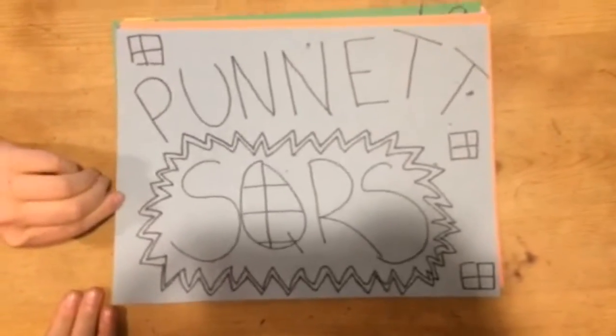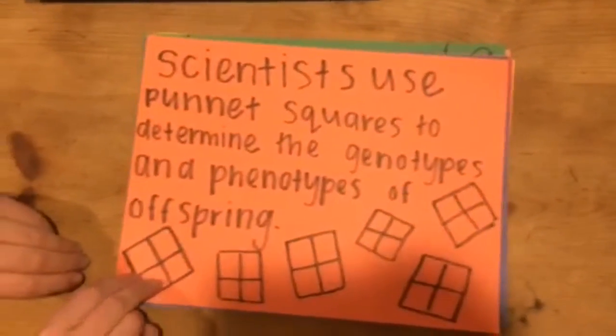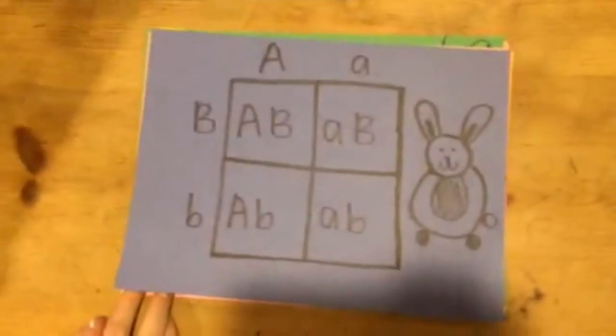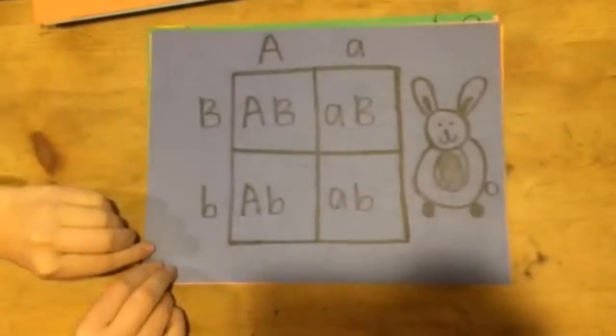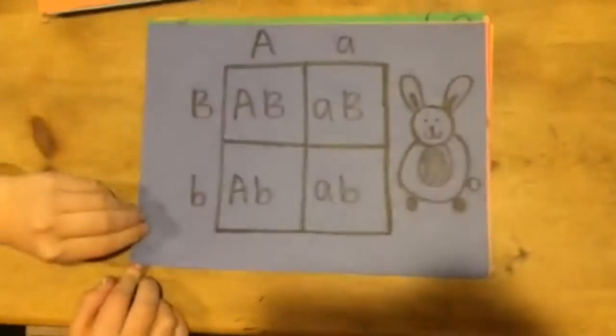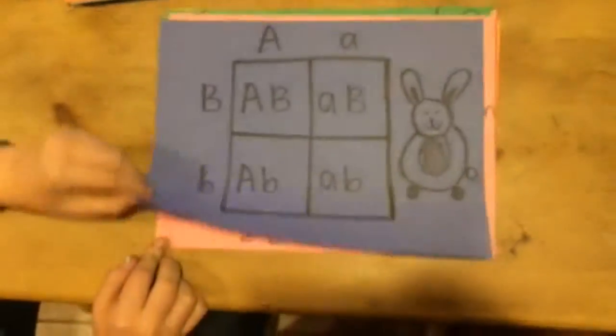Punnett squares. Scientists use Punnett squares to determine the genotypes and phenotypes of offspring. This is a basic Punnett square where the dominant gene is capital A and the recessive gene is lowercase a.